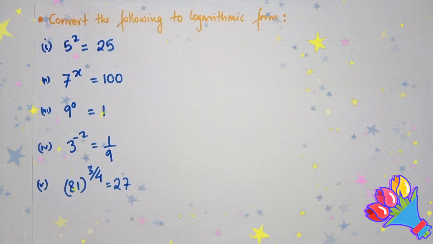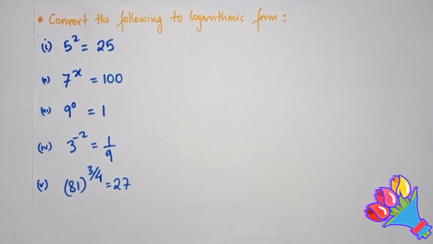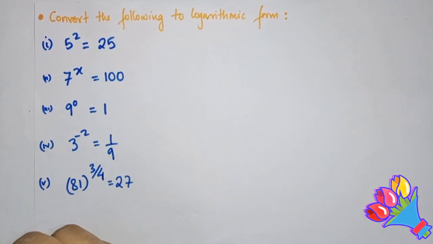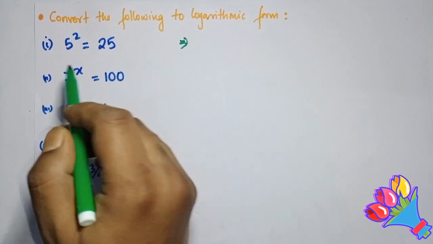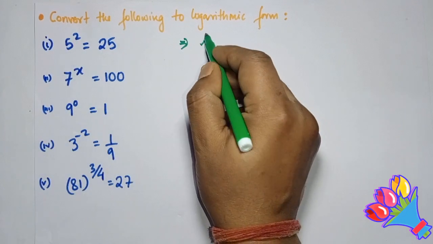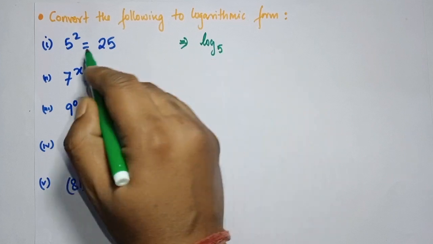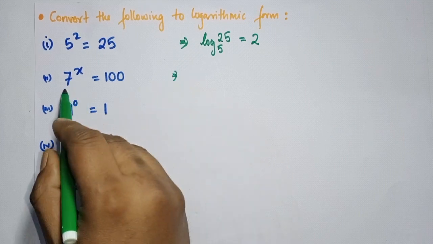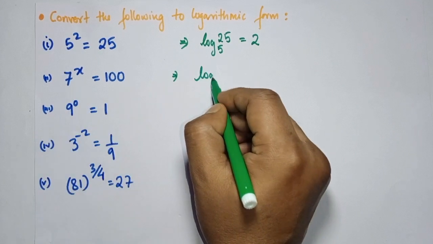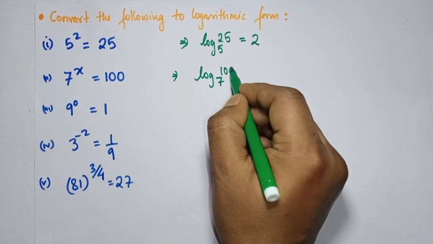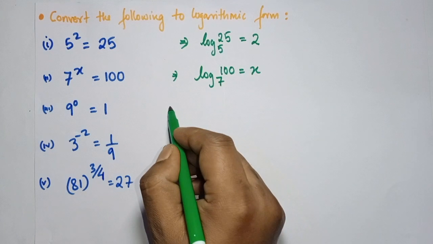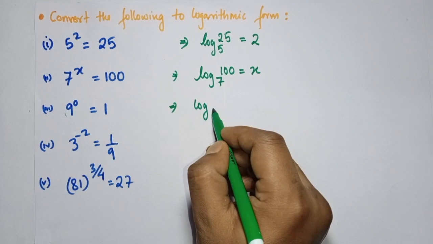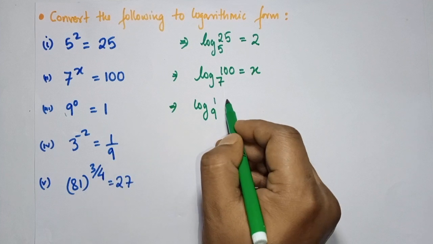So here we are with some questions. It's from exercise 9.1, ML Aggarwal. Convert the following into logarithm form. What is my base? Base is 5. So I write log base 5 with the base down. What do you have? 25 equals the power. This is my answer. Similarly, what is my base? 7. So it will be log base 7 of 100 equals x. Similarly for this log, what do you have to write? This is your base, so the base will be down. What do you have as the value? 1 equals 0.